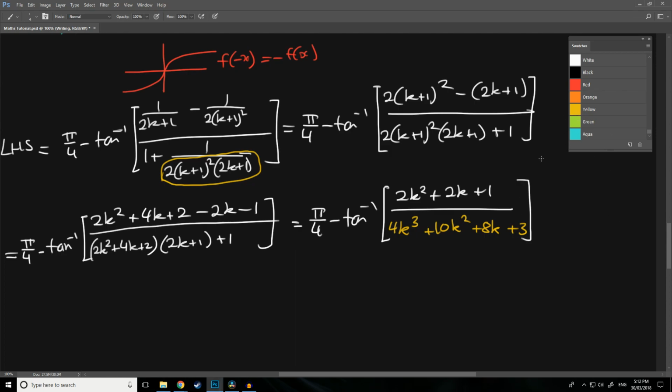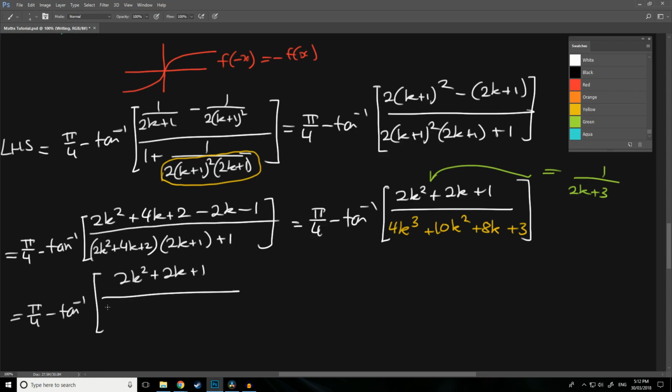And recall, we want all of that to just equal 1 on 2k plus 3. So we're going to have to do some factorization here, but it means we're going to have to factorize this cubic, which could be tricky. However, when things are tricky, you always use a trick. What you've got to recall is that we know that this thing has to equal 1 on 2k plus 3, which means that there's really only one way this cubic can factorize. It has to factorize like this in order to cancel out the denominator.